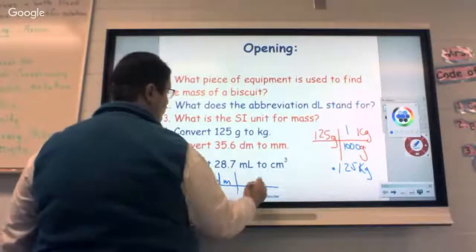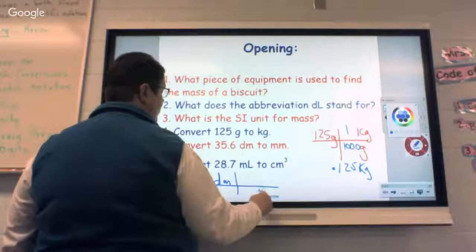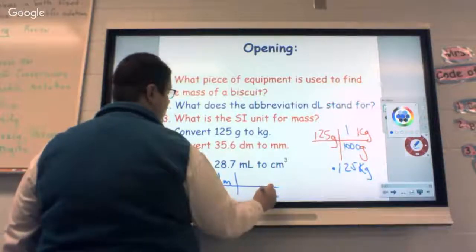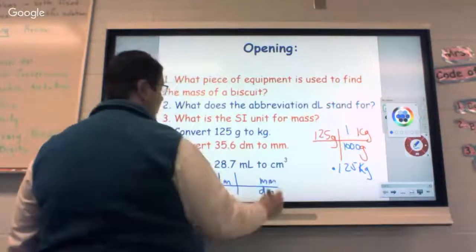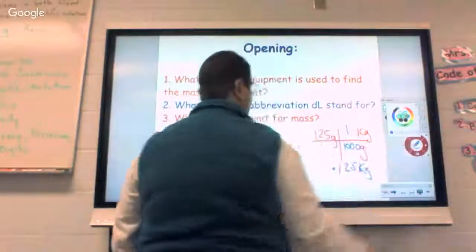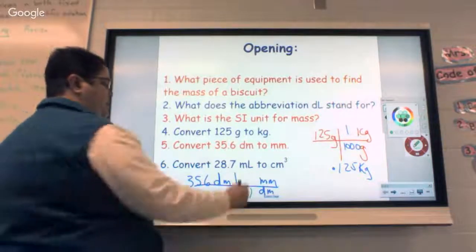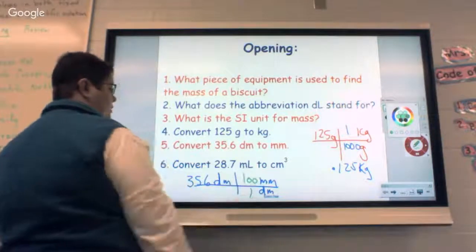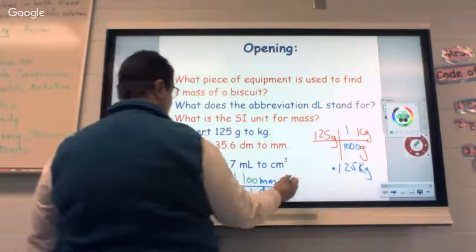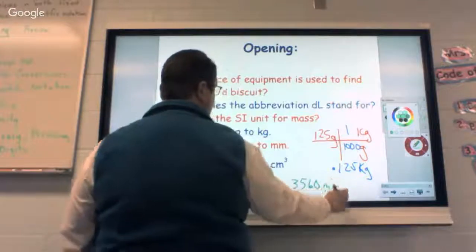All right, number 5, you have 35.6 decimeters. We're going to millimeters. Who's bigger, a millimeter or a decimeter? So we're going to put a 1 beside the decimeter. How many spaces between deci and milli? 2 zeros and a 1. We're going to multiply, so I'm going to have 3560 millimeters.